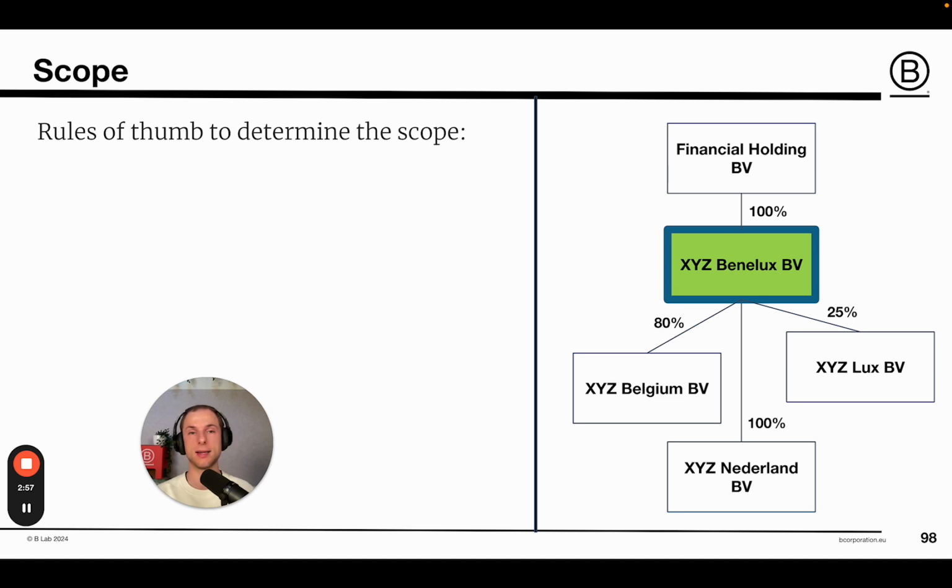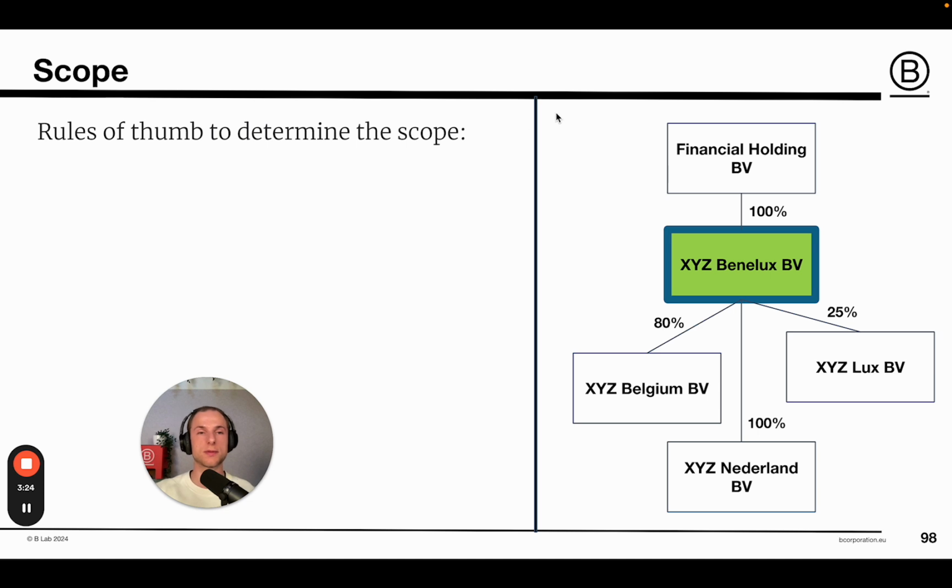On the right here, you'll find an organizational structure chart, which is a fairly straightforward company chart. You'll see five different BVs, so five different corporate entities, which are related in some way by branding and ownership. So this is how B-Lab decides which companies need to be in scope.